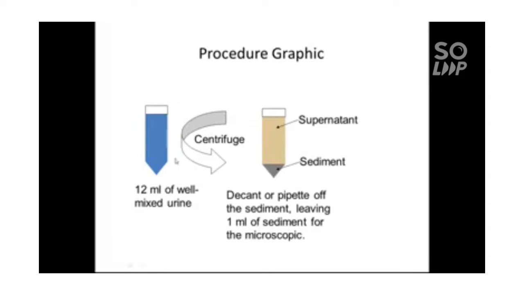So we need to pour into a tube 12 milliliters of well-mixed urine, and then centrifuge for 5 minutes. And then we get the supernatant and the sediment. We would then decant off or pipette off the supernatant and leave the sediment in the bottom, which usually is about 1 milliliter.